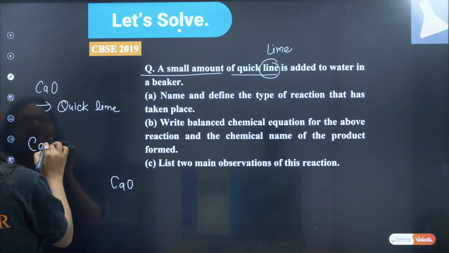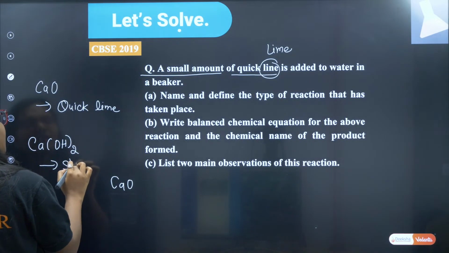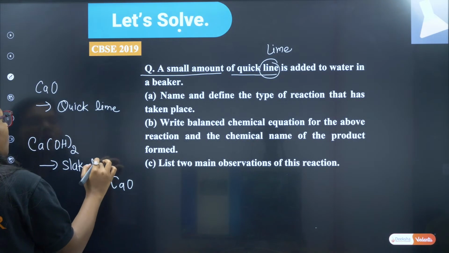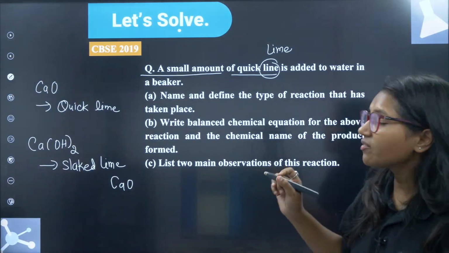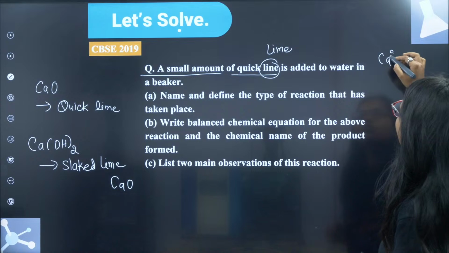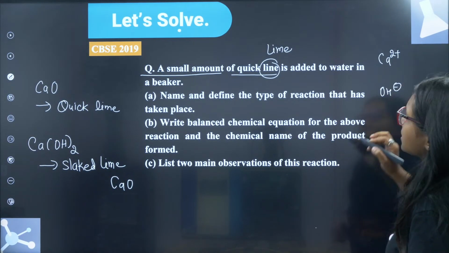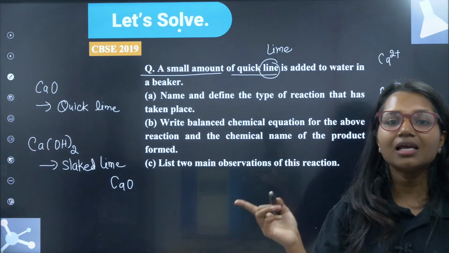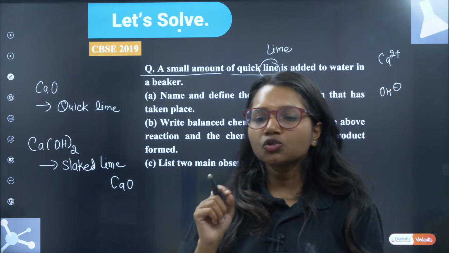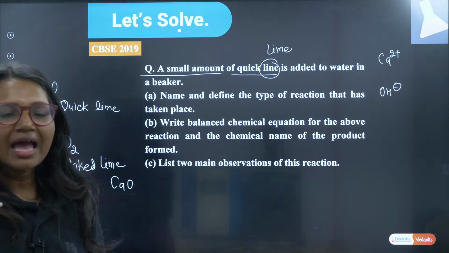And calcium hydroxide is slaked lime. Don't forget this. What is the charge on calcium? Calcium is 2 plus. Hydroxide is OH minus. Calcium oxide is quick lime. Calcium hydroxide is slaked lime. Very good Sonu, very good Crimson, very good Vaishnavi.